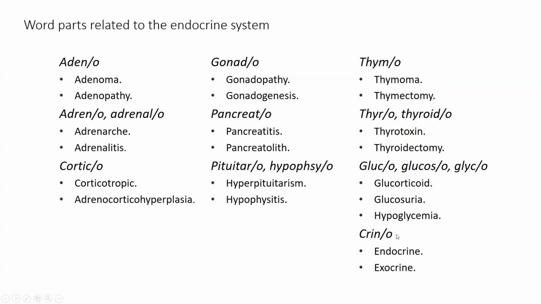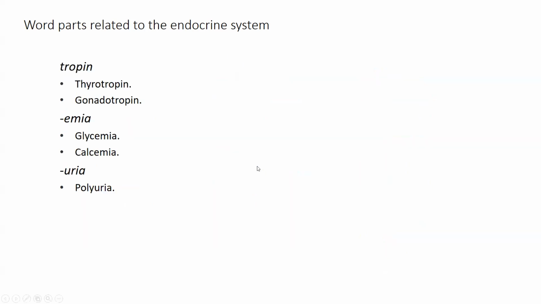Crino is in this chapter because it means to secrete. Endocrine means to secrete inside, specifically inside the blood. Exocrine are secretions to the outside of the body, things like sweat and milk. Those are exocrine secretions. I mentioned before, tropin is a special type of hormone. Its target tissue is only other glands. So thyrotropin is a hormone that stimulates the thyroid gland. Gonadotropins are hormones that stimulate the gonads.